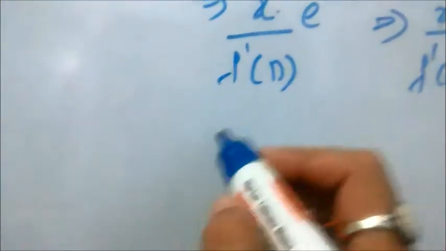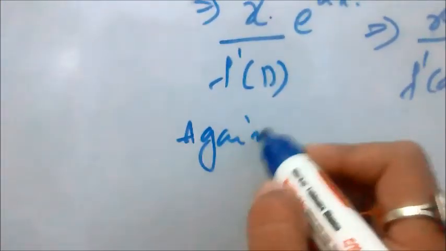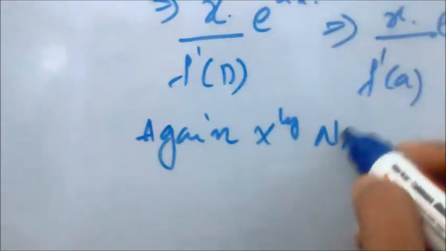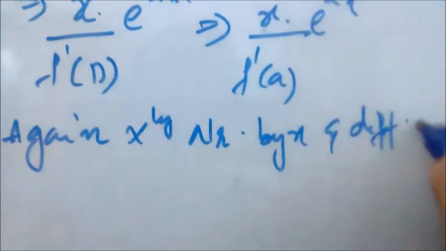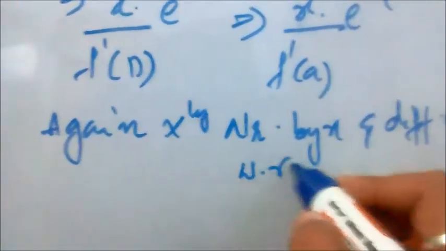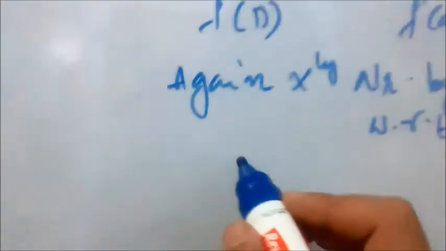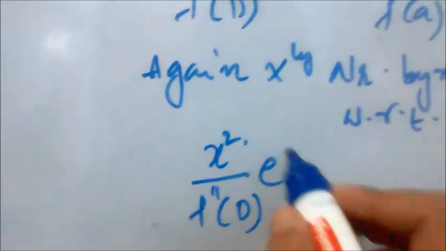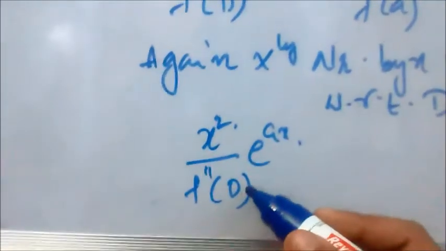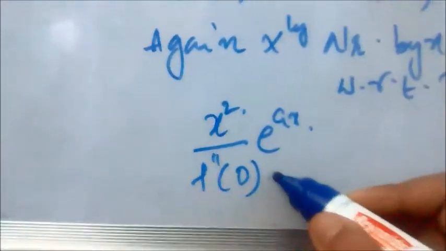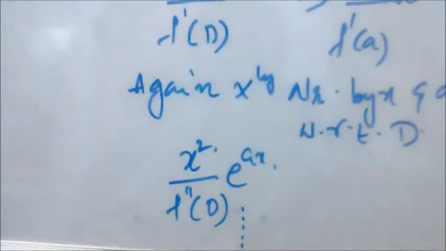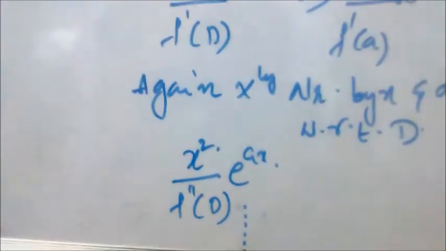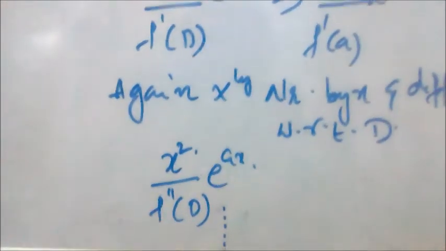In that, you have to again multiply the numerator by x and differentiate the denominator with respect to D, x square by f double dash of D e to the power of ax. Again you are going to substitute D is equal to a. So on, you have to repeat this until f of a is not equal to 0 when you are substituting D is equal to a.